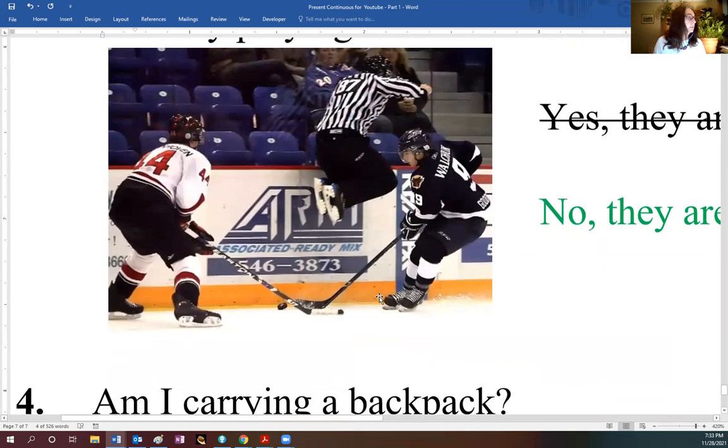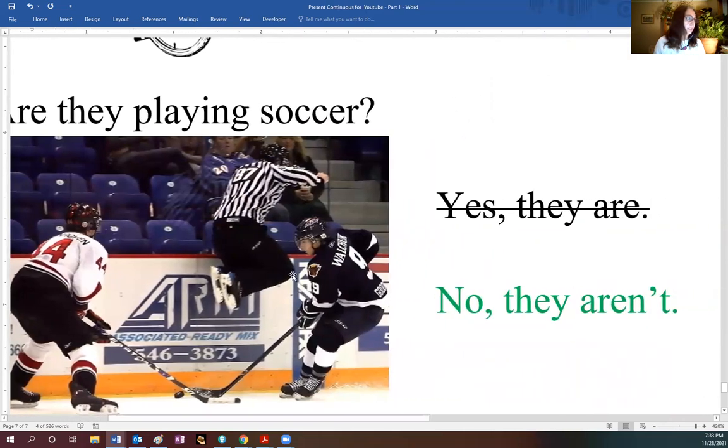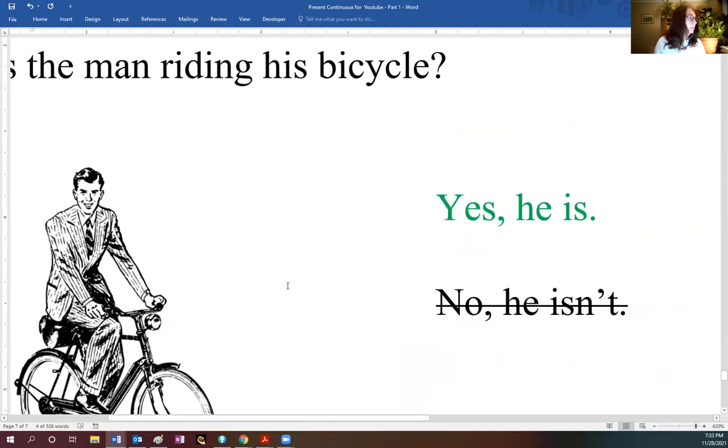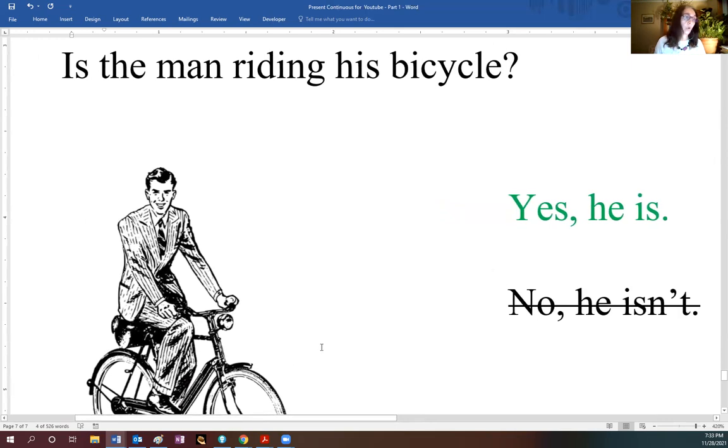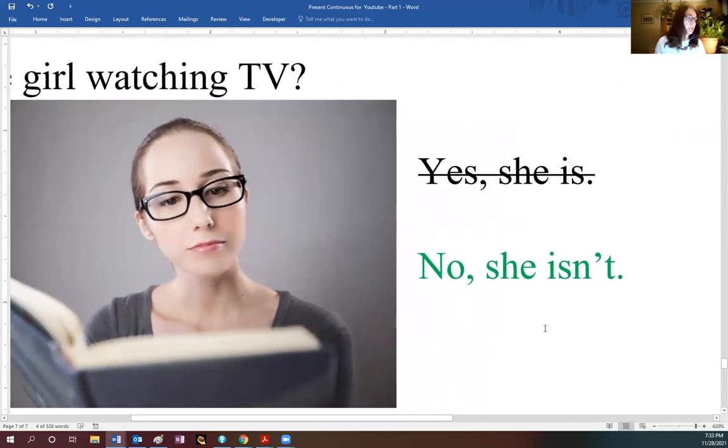So are they playing soccer? No, they aren't. They are playing hockey. Is he riding his bicycle? Yes, he is. If I ask you, is he riding a horse? You would say, no, he isn't. But this is not a horse. This is a bicycle. And the first one was, is the girl watching TV? You can say, no, she isn't. She is reading. So this is it for the third part of present continuous.